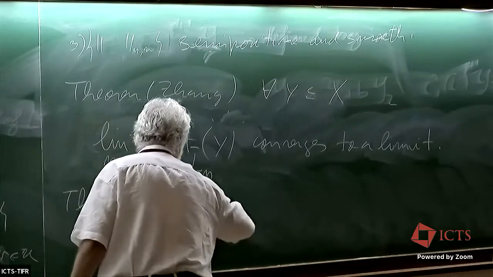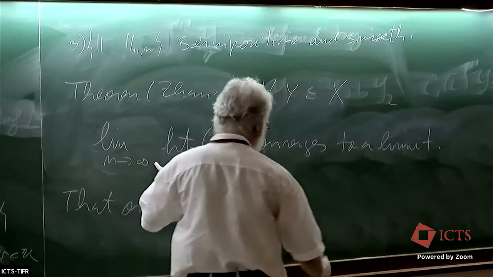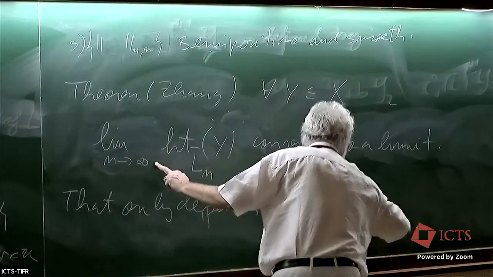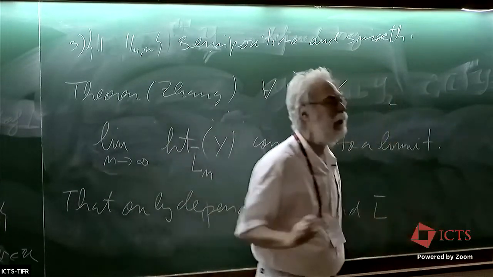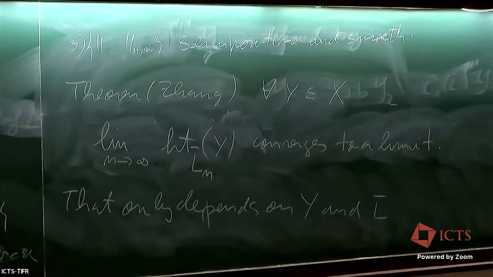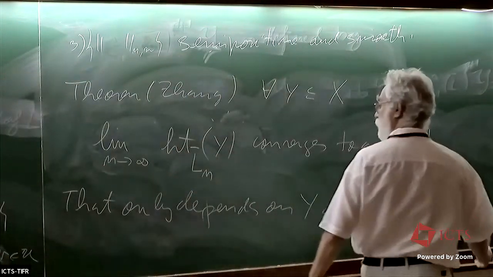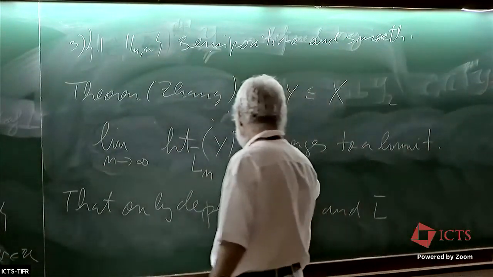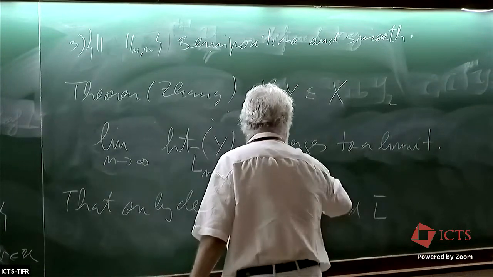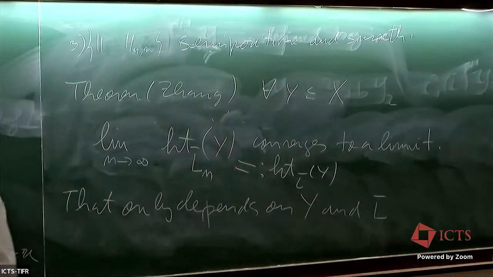It only depends on y and L bar. Okay, so whatever I approximate my line bundle, I will get the same limit. Hence, I can define this limit. So this will be by definition the height with respect to L bar of y. So now I can define heights of subvarieties with respect to any admissible line bundle.